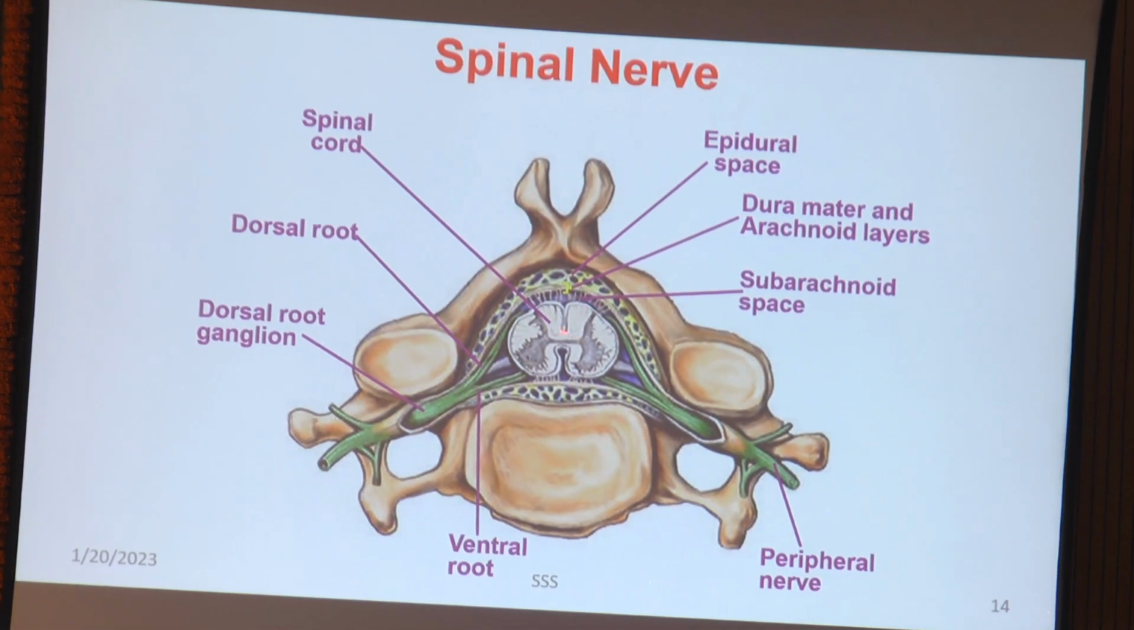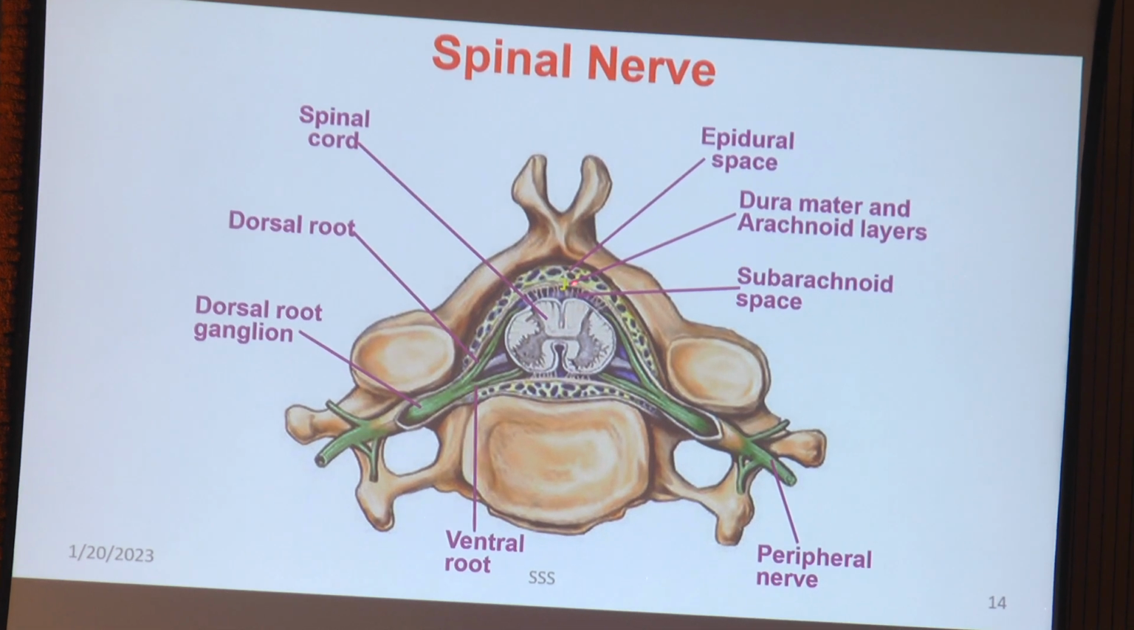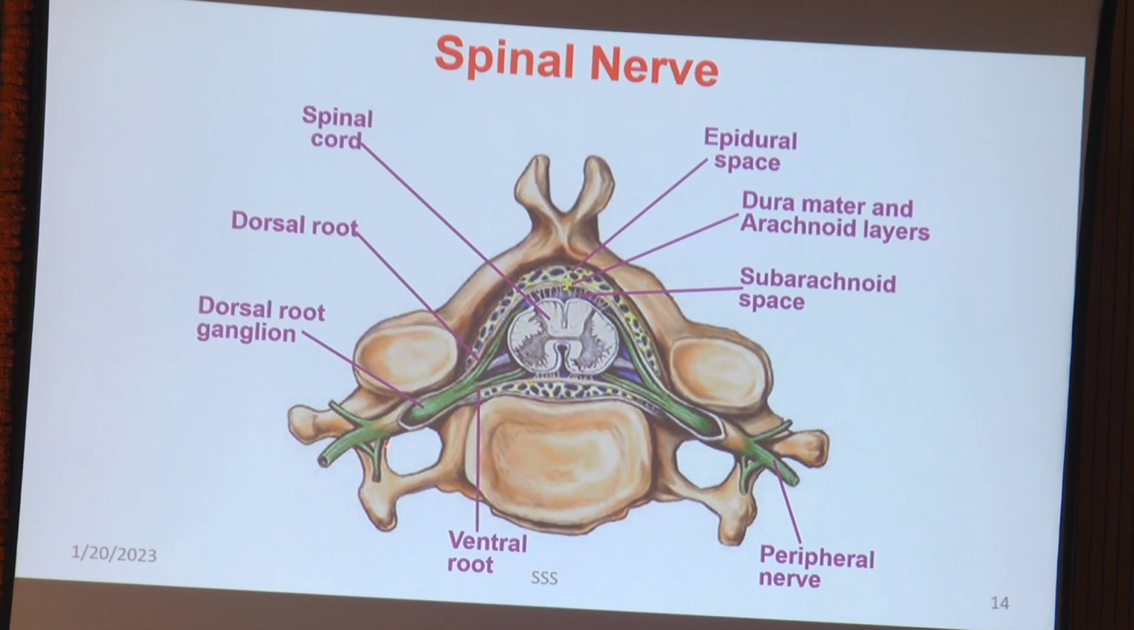This is our spinal cord. This is epidural space, the dura mater, and the arachnoid layer, the subarachnoid space. This is the dorsal root ganglion. And this is the ventral root. This is the dorsal root. Here is the dorsal root ganglion, and then this forms the peripheral nerve.